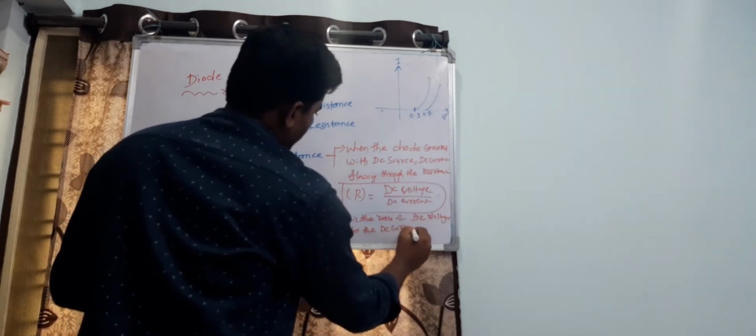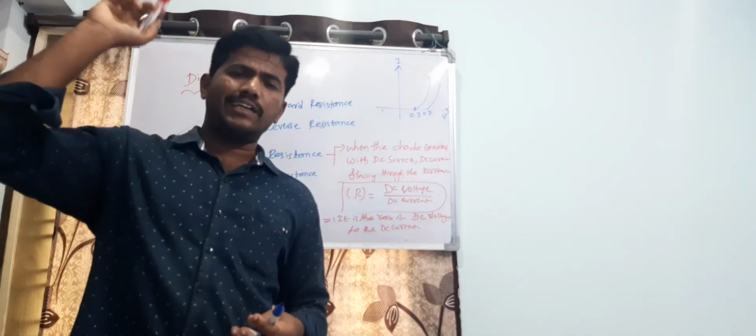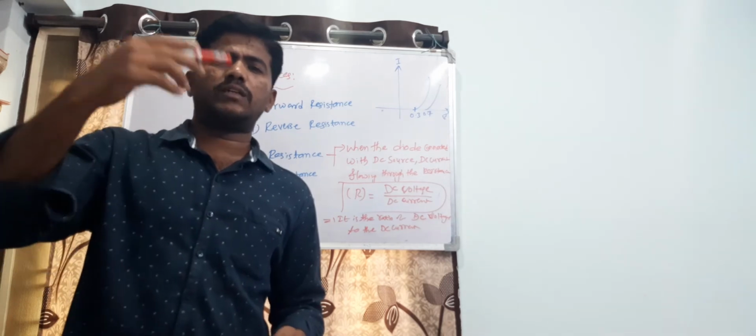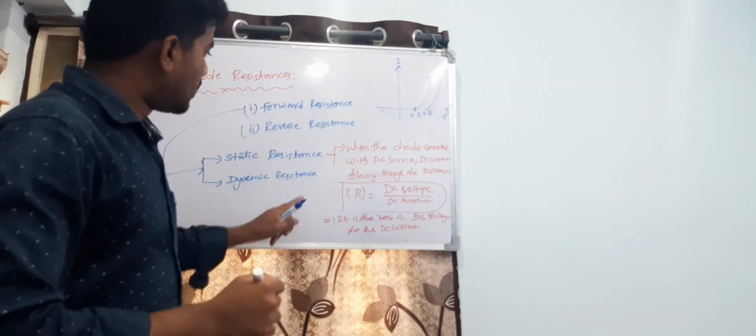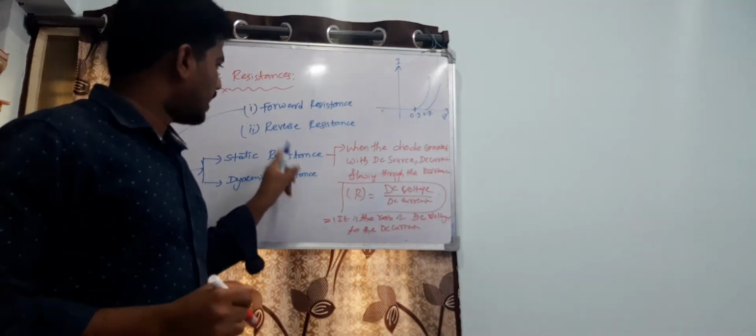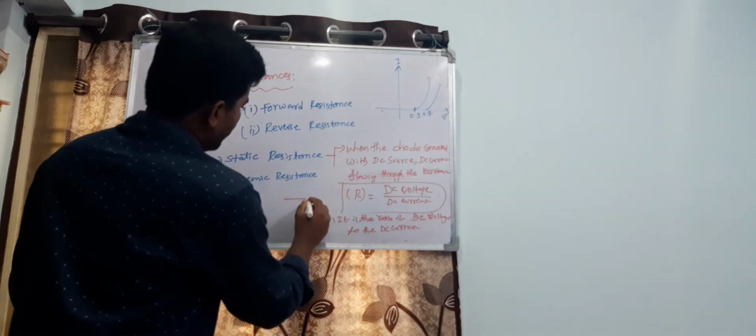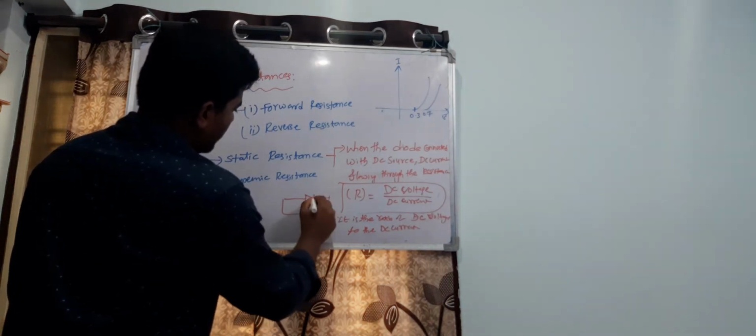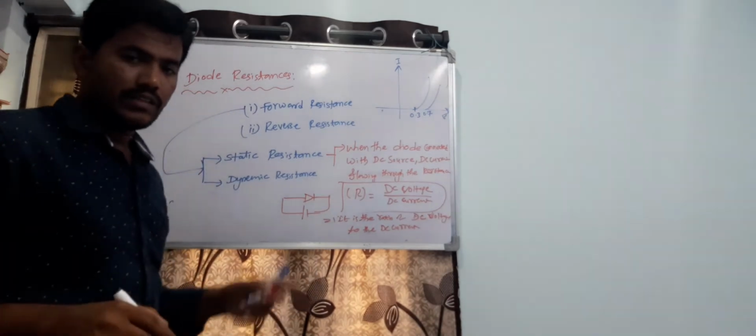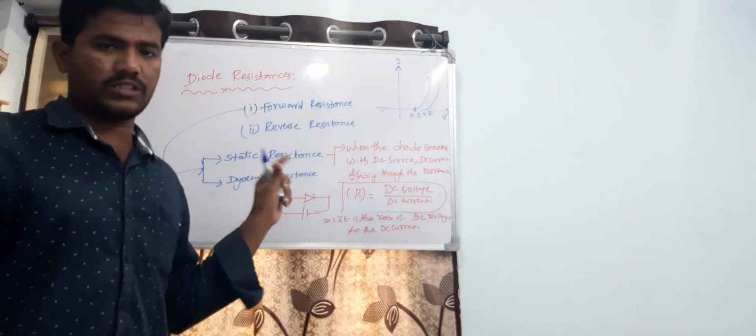Which means what happens when the diode is connected with the DC source. While we are discussing DC and AC, DC is nothing but a constant and AC is nothing but something that varies with respect to time. We have seen other waveforms also. So in static resistance, when the diode is connected with the battery in the forward bias condition, when the current flows through it, it will possess some resistance. That resistance is said to be static resistance. You have to understand that.